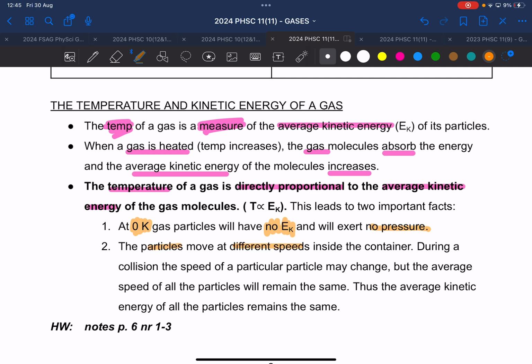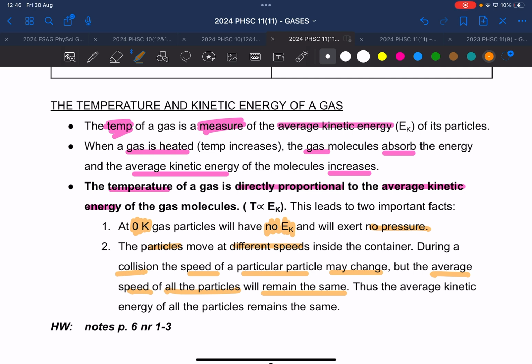And then inside a container, the particles move at different speeds. Okay, that is what I showed to you on that simulation. They have different speeds. And when they collide, the speed of a particular particle may change because it was going slow and it collides and now it's going fast. But altogether, the average speed of all particles will remain the same. So thus the temperature will remain the same.